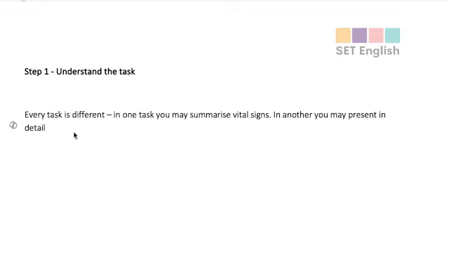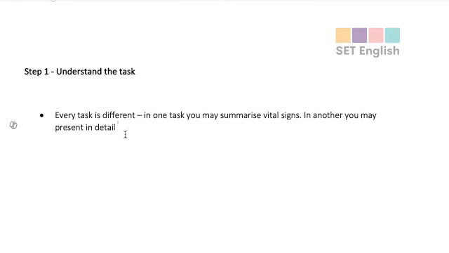Okay, so every task is different. That's the first thing that we need to know. Next thing is, we need to think to ourselves, okay, so I don't always summarise vital signs. Sometimes I put them in detail, sometimes I summarise them. I don't always summarise what happened on the 5th of September. Sometimes I go into detail on the 5th of September. So how do I work that out? Well, you've got to understand purpose.